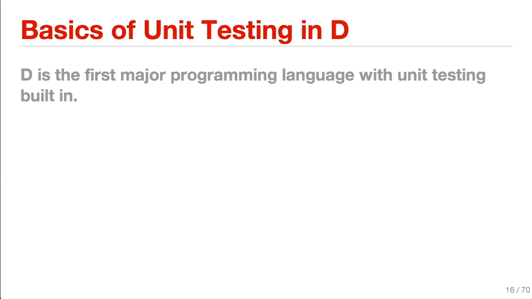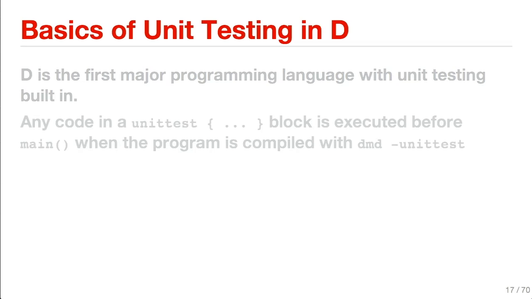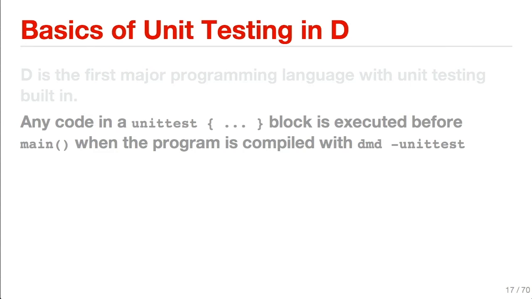There are a couple of experimental languages. I've seen one coming out of Google that is focused around testability, but I haven't seen one that has major efforts in it before. But yeah, the technical stuff is that any code inside of a unit test block, at the top level scope, will be executed before main if you compile it with dmd -unittest. Every single unit test block in your program will run. So if you want to run just a single file, you might need to compile and run just that single file by itself.